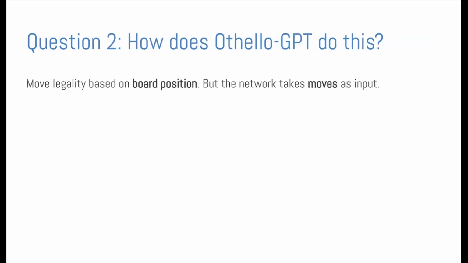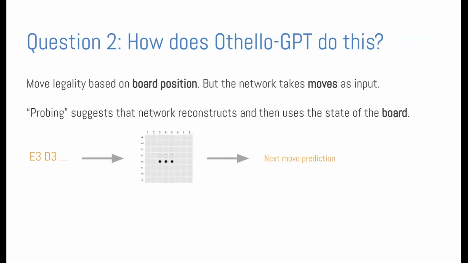Because the legality, as you saw, is based on the board position, but all it has as input is the moves. Okay, so it makes you wonder, is there a representation of the board that it is building? And in fact, it turns out that probing suggests that indeed the predictions factor through a representation of the board. I'm going to go over a little bit of how this works. I know that in some previous classes you've talked about probing, but just to set terminology, because this will come up in the next example as well, I think it's worth talking through.